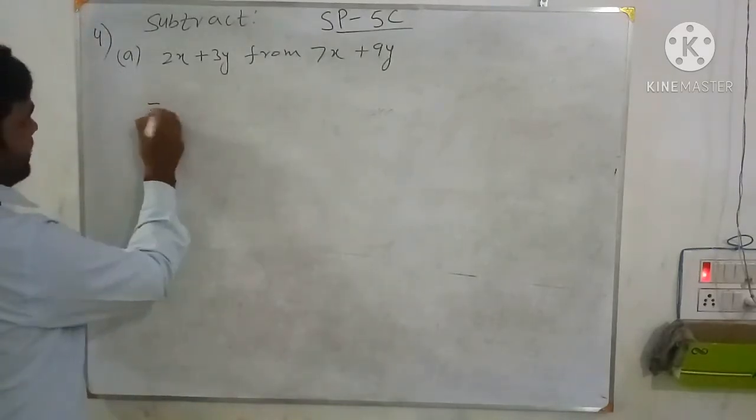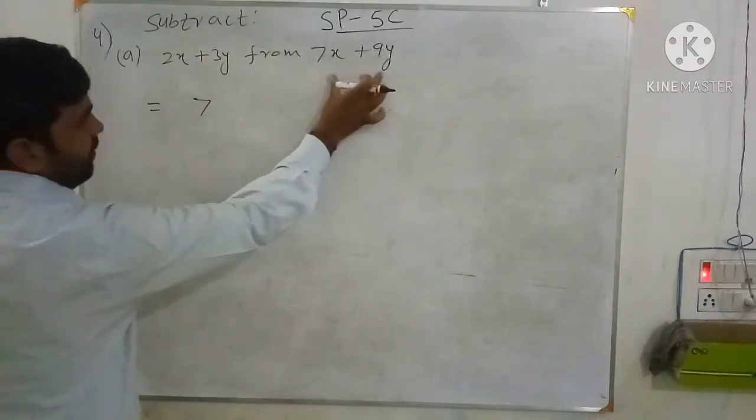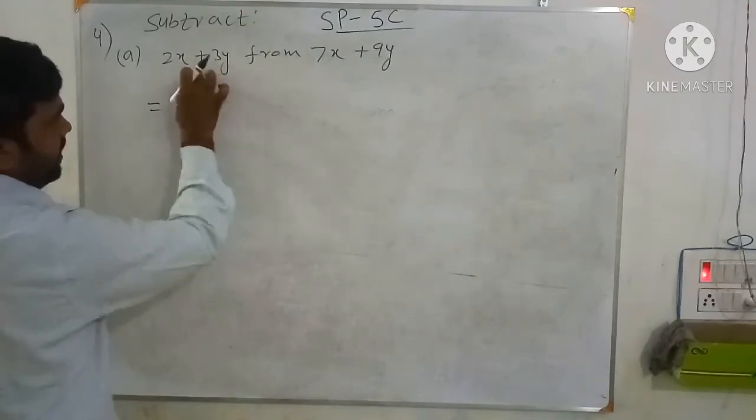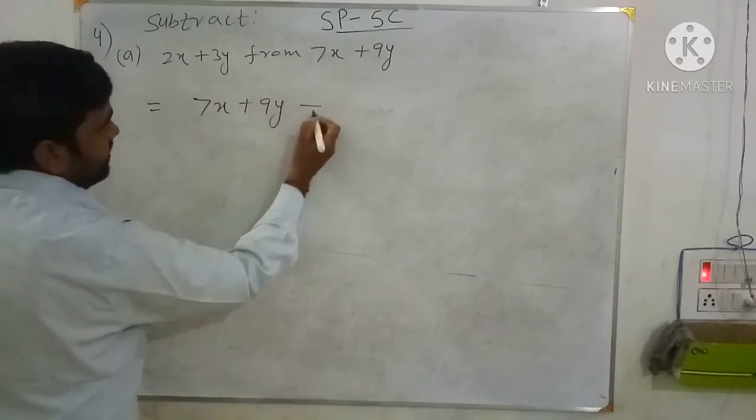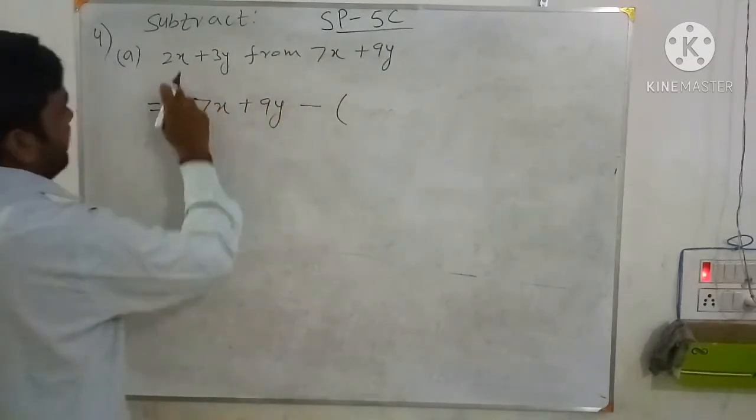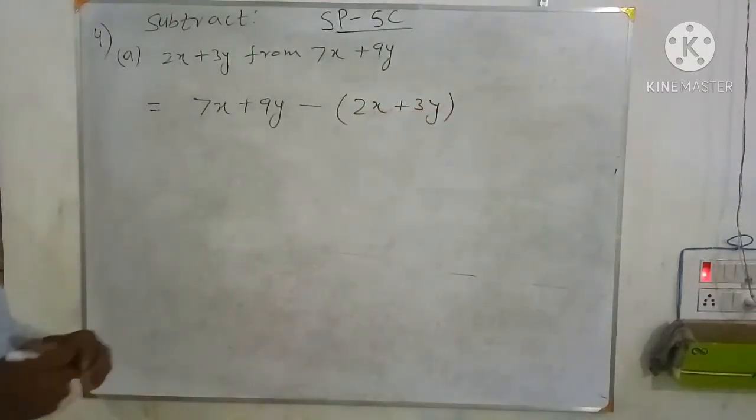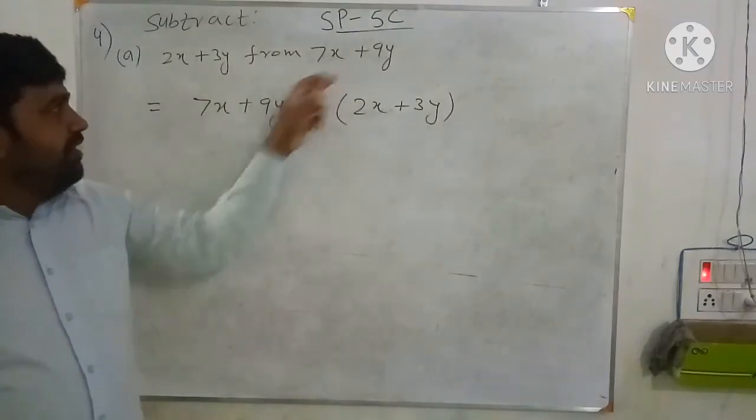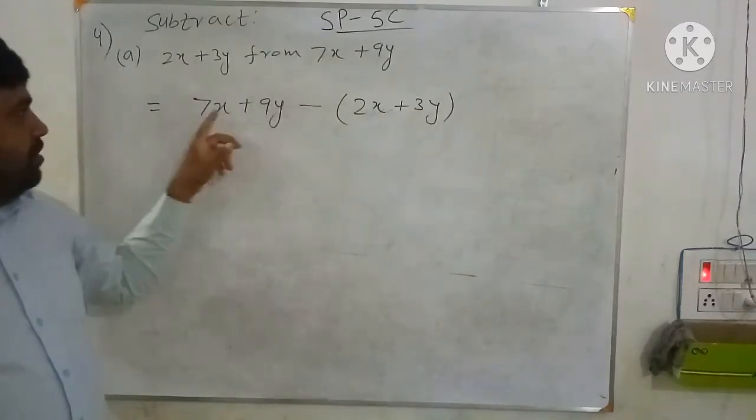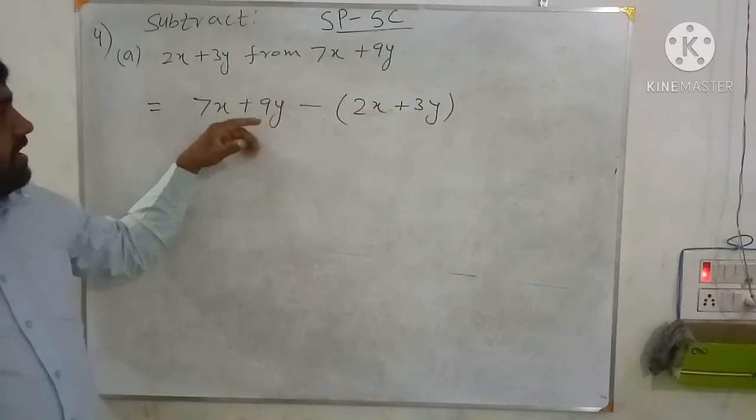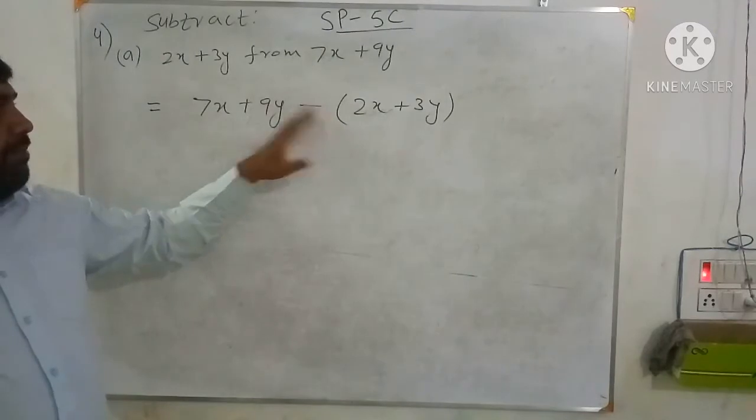See how we do. First of all, we write the algebraic expression written after from, because we have to subtract this polynomial from that polynomial. So 7x plus 9y, subtract means minus, and what you have to subtract, that we write in the bracket: the polynomial 2x plus 3y, because there is a minus sign.